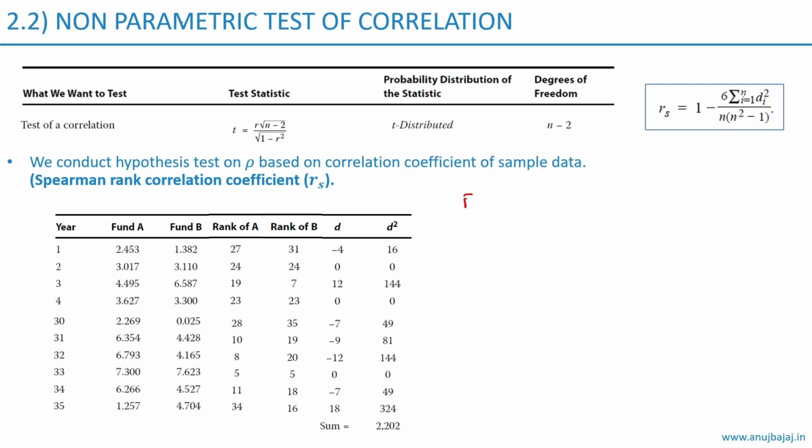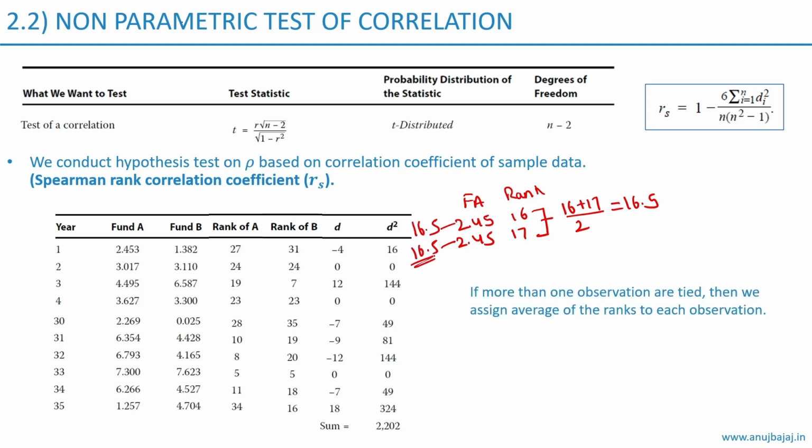Suppose in Fund A, we have two observations. Both the observations are the same and the ranks of these observations are 16 and 17. When we have two observations which are the same, instead of ranking them with different ranks, we take the average of the ranks. So we get 16.5 and we assign 16.5 to both observations. So if more than one observation is tied, then we assign the average of the ranks to each observation.